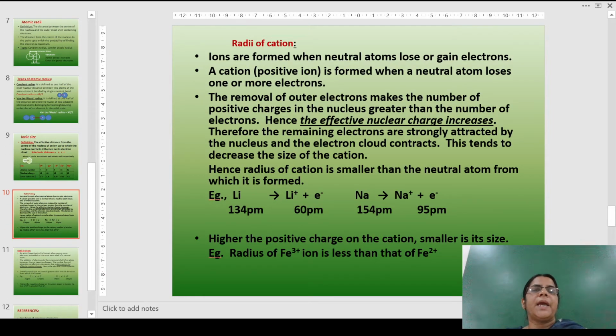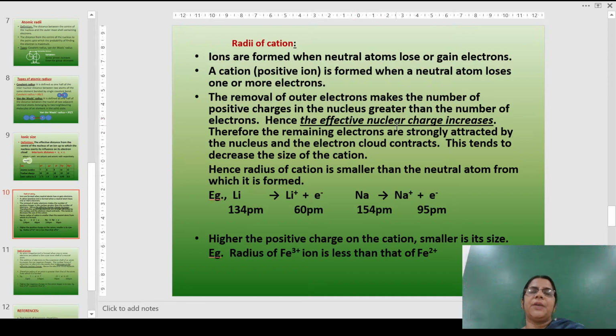Now, radii of the cation. When ions are formed either by the loss or gain of electrons, a cation is formed when a neutral atom loses one or more electrons. So we get the positive charge on the cation. Removal of the outer electrons makes the number of positive charges in the nucleus greater than the number of electrons.